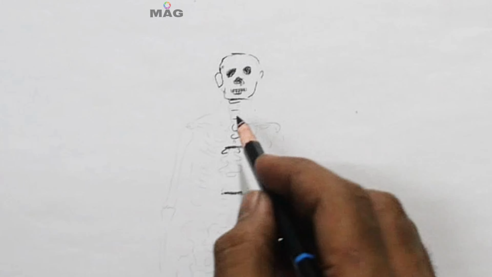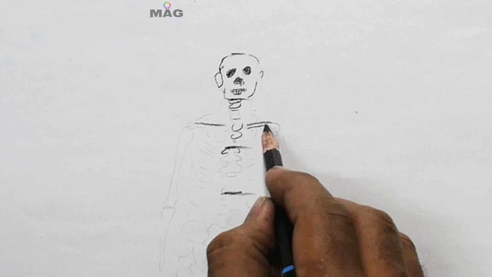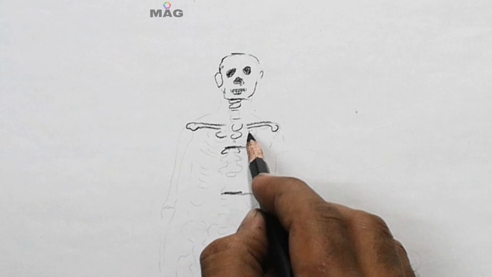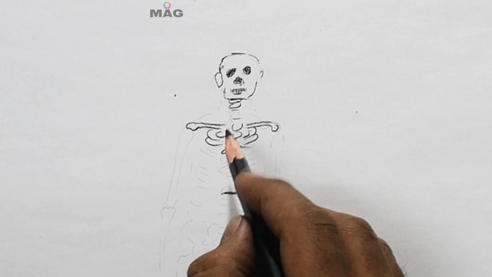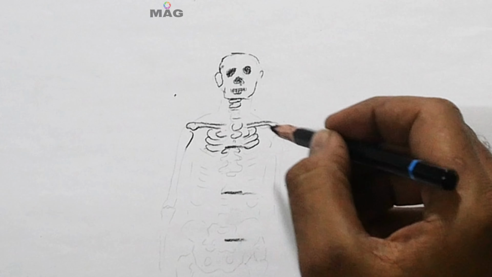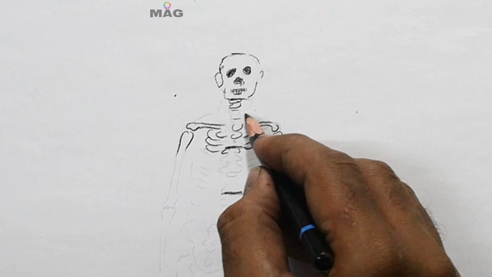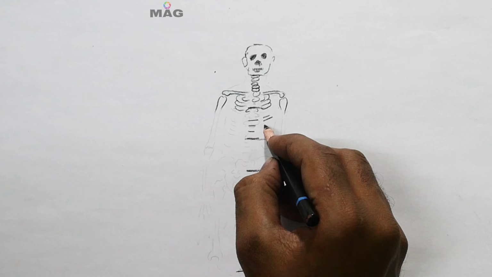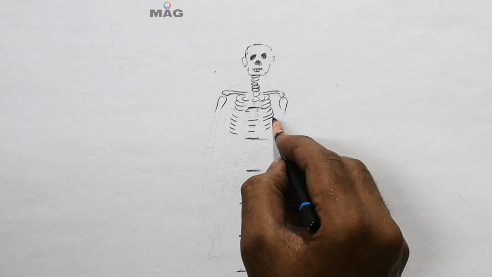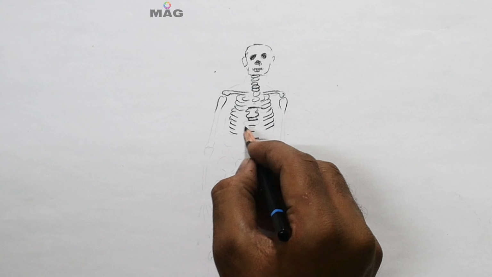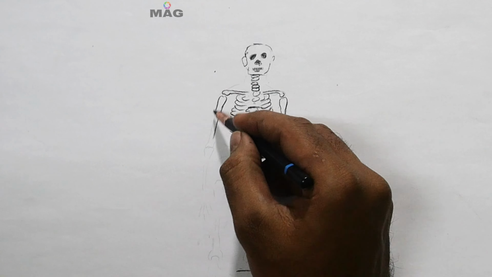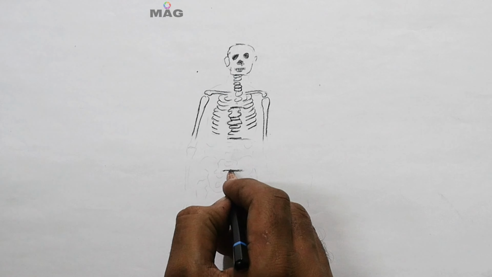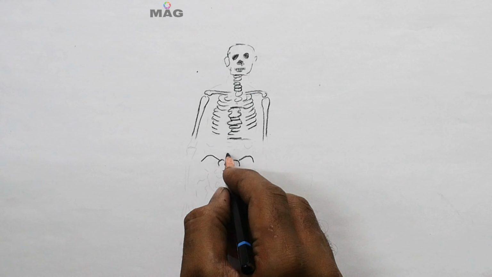Second part. Clavicle bones. Third part. Sternum and ribs. Fourth part. Humerus, ulna, spine, pelvis.